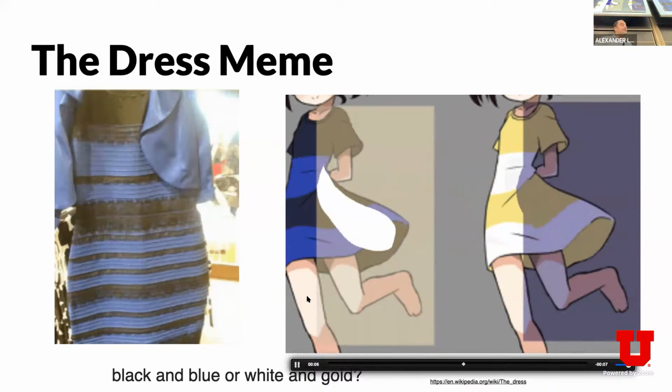Here we have a yellow transparent frame on top of it, and here we have a blue frame on top of it that kind of simulate yellow and blue light. And you can see how it could be perceived in both ways. There's also some discussion about maybe there being genetic differences. Some people can only see black and blue, some can only see white and gold, others can switch.